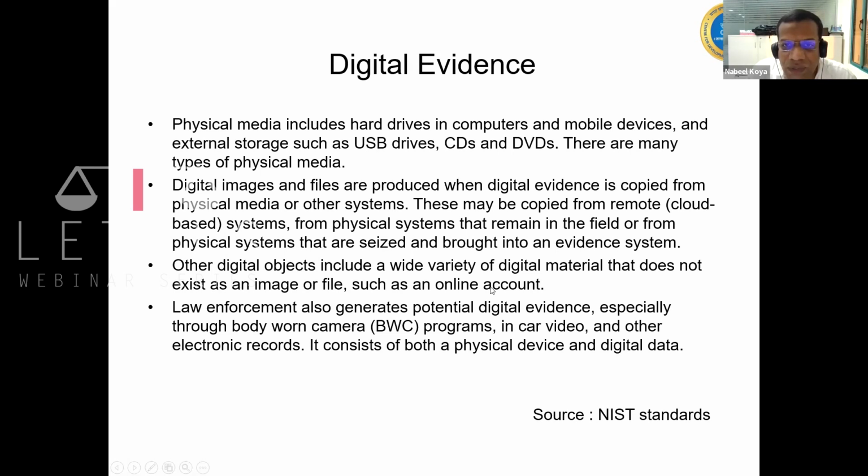These definitions of digital evidence have been taken from NIST standards. NIST is the National Institute of Standards and Technology under the US government. In collaboration with the National Institute of Justice, they regularly provide standards for digital forensics and digital evidence.